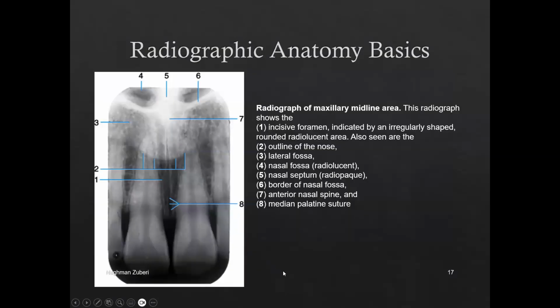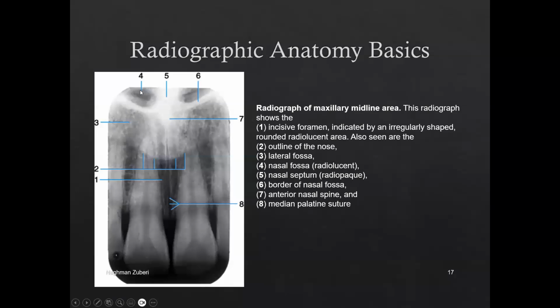And this is the actual radiograph. Now over here we can see all these things. The incisive foramen, this is the incisive foramen. Then we can see the outline of the nose over here. If the lip outline was present, it was present over here. Then we can see the lateral fossa. This is the lateral fossa, this whole area.